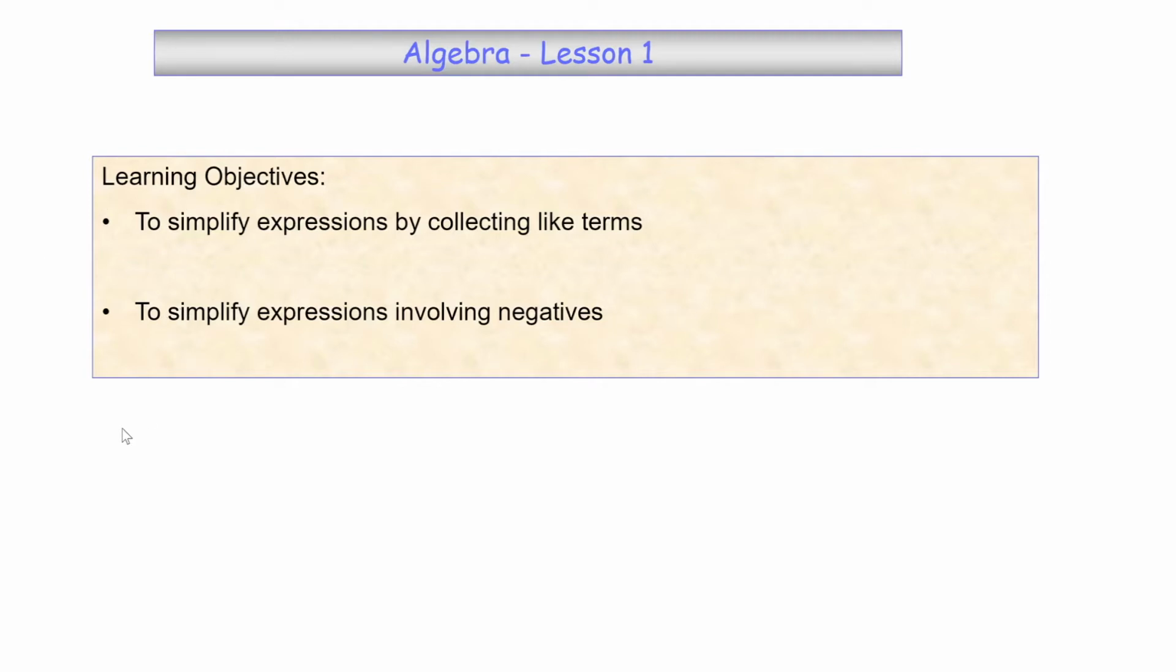So the learning objectives for this lesson are to simplify expressions by collecting like terms and to simplify expressions involving negatives. I'm sure that you're going to enjoy this lesson. Algebra is a lovely topic which I'm sure that you're going to find easier as it is your second time round studying it. So let's have a look.